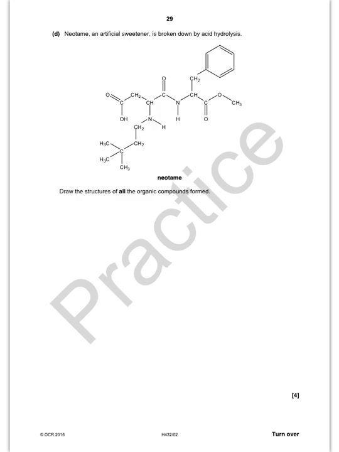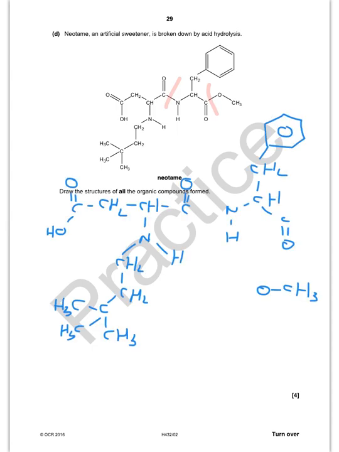Okay, so we're now going to break down this artificial sweetener by acid hydrolysis. So we're going to break all our ester bonds and our amide bonds. So that one's going to go there, that one's going to go there. Any more that you can see? I can't see any at the moment, so we will draw those molecules out with those breaks in.